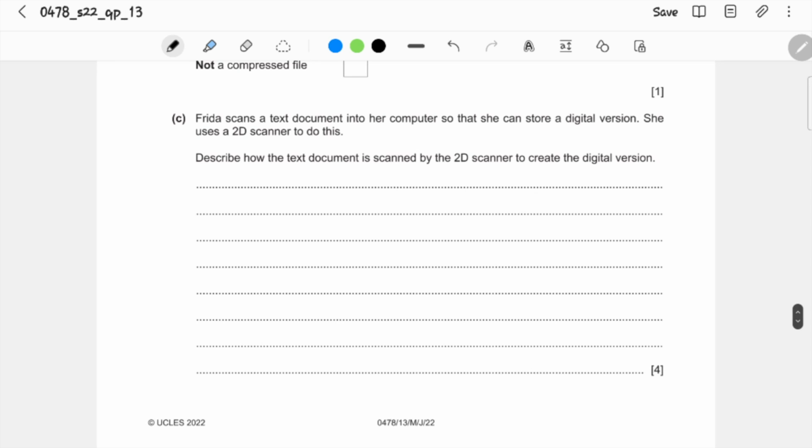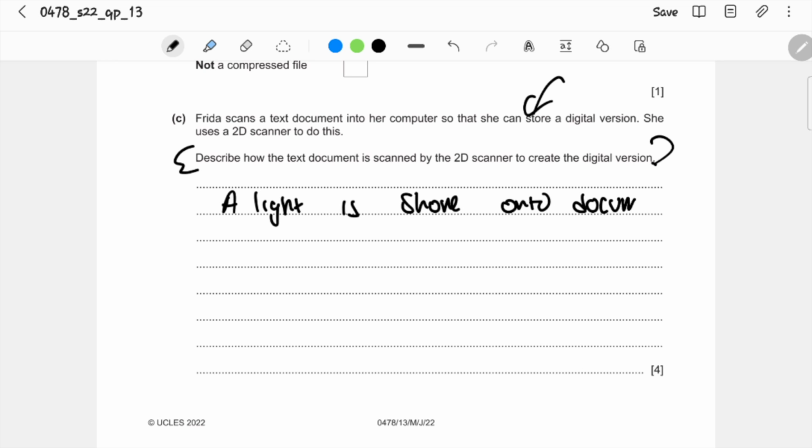Describe how the text document is scanned. Again, just read this, you'll get your answer. If you don't understand, that's how I always like to tell people. Describe how the text document is scanned by a 2D scanner. So how does a 2D scanner work? It's pretty simple. It uses a light. A light is shown onto the document, then it is reflected back.